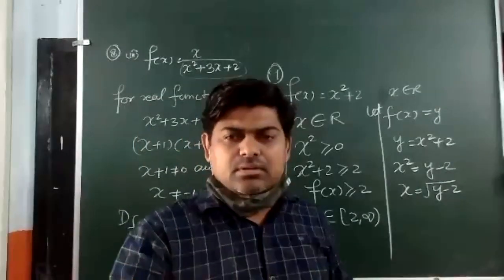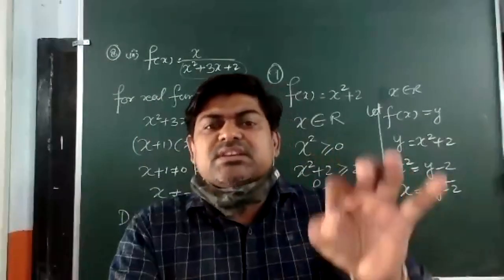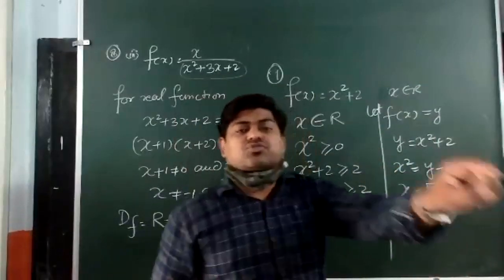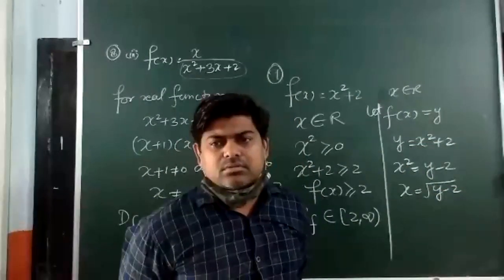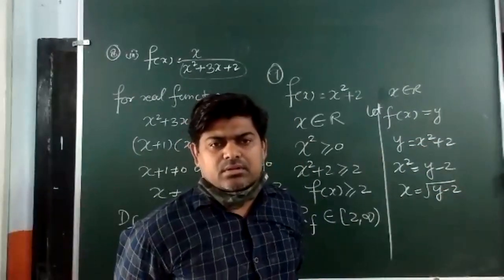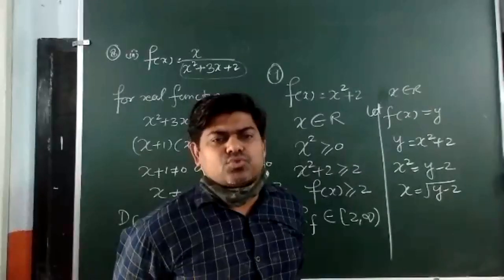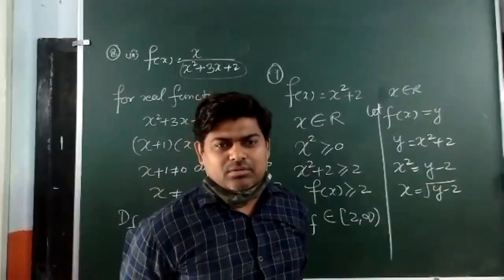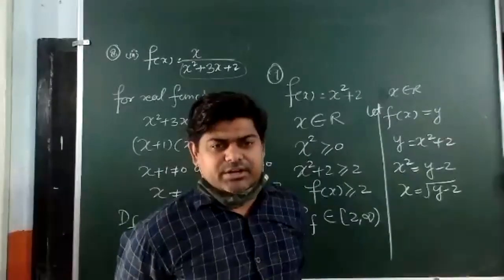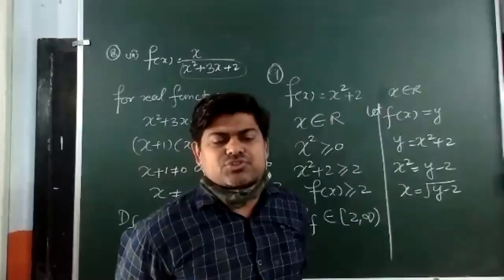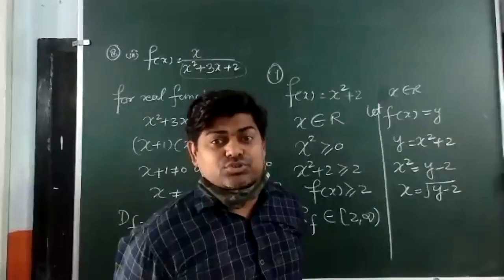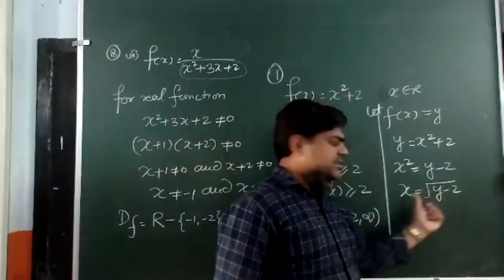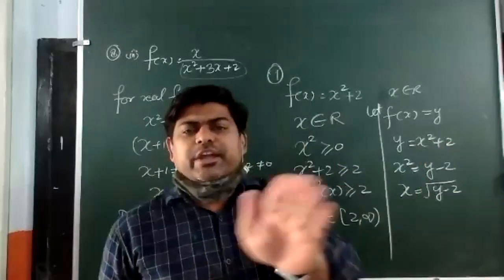Now tell me, it is given that x is a real number. When will x be real? If y minus 2 is greater than or equal to 0. Are you getting me? If it were 1 upon, then only greater we would take. But if y minus 2 is greater than or equal to 0, then only x will be real. If it is negative, x can't be real. The square root of a negative number is not real.